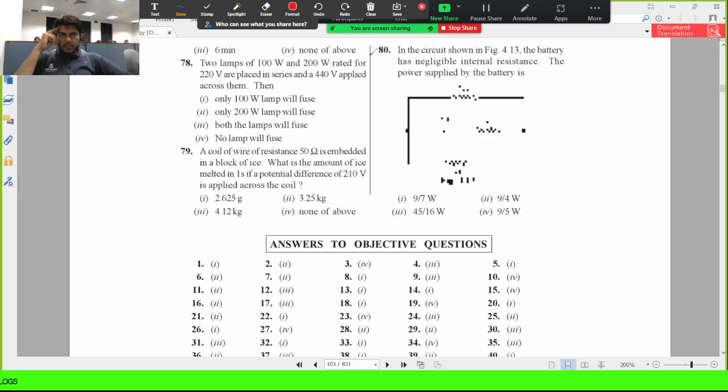Okay, next question, last question of this class: in the circuit shown in figure 4.13, the battery has negligible internal resistance. The power supplied by the battery is? If you have any confusion, then please put that in the comment section.